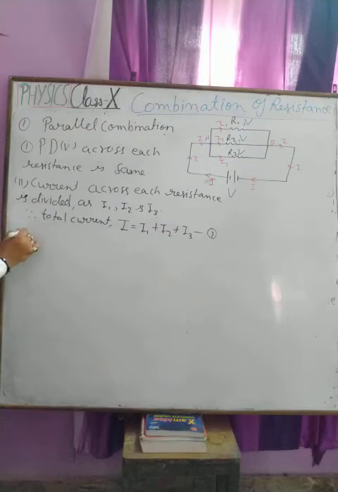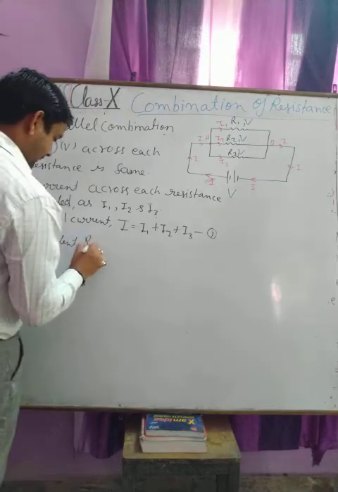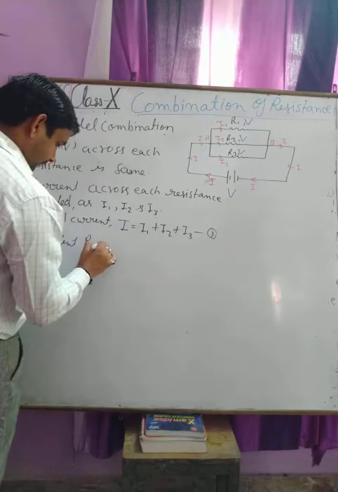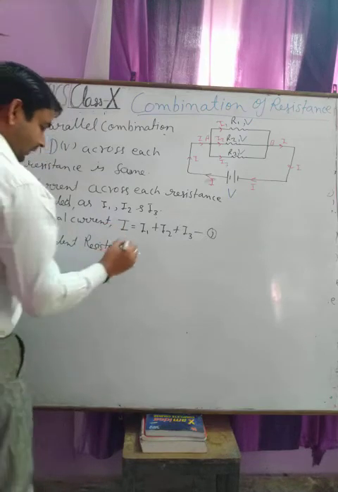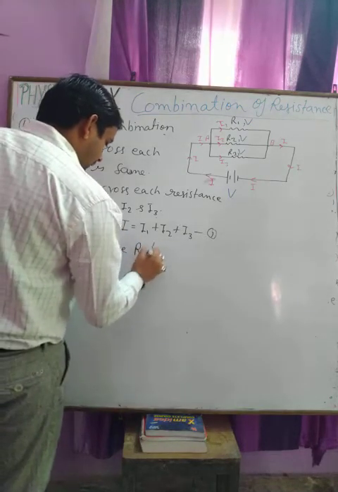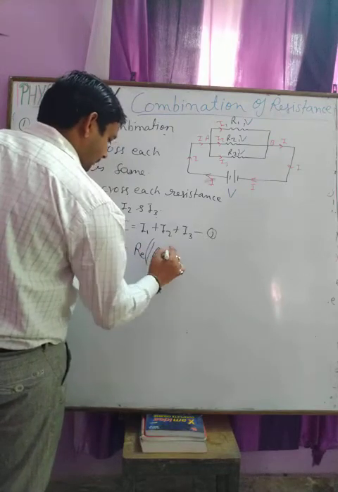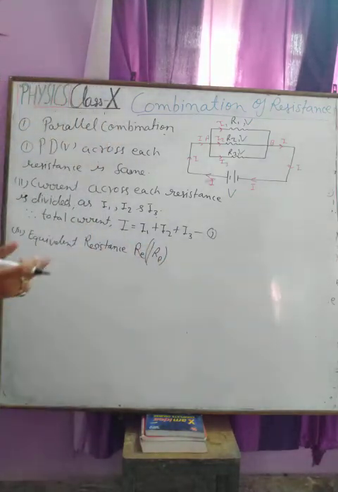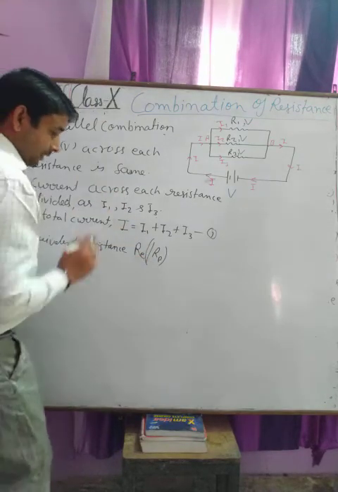Third point is equivalent resistance. RE और RP, दोनों में से आप कुछ भी दिखा सकते हैं इसको, या तो RE इक्विवेलेंट रेजिस्टेंस और RP टोटल रेजिस्टेंस इन पैरेलल कॉम्बिनेशन.